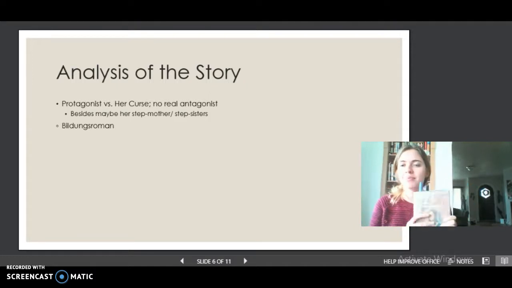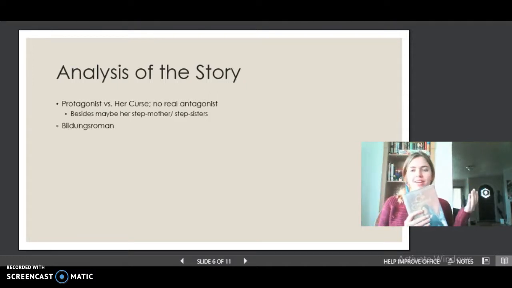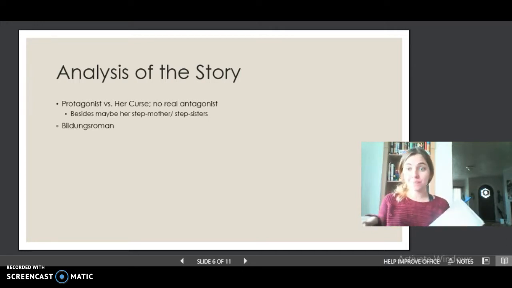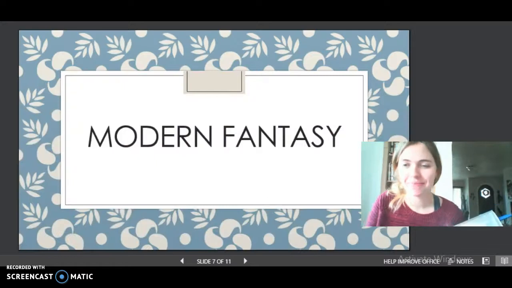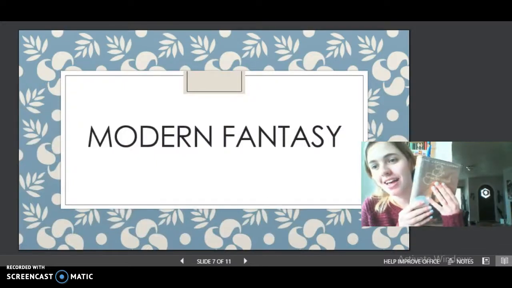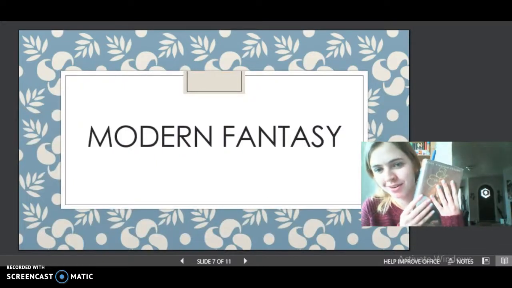So you may think that maybe her stepfamily could be antagonists, but the only reason they have any hold over her is because of the curse. This is also a Bildungsroman. Ella comes of age during this story, and it's really nice to see her grow up, and it's just really great. Okay, so this fits under the genre of modern fantasy.